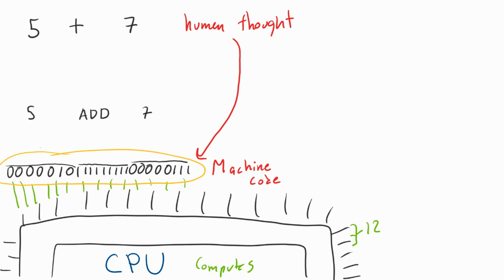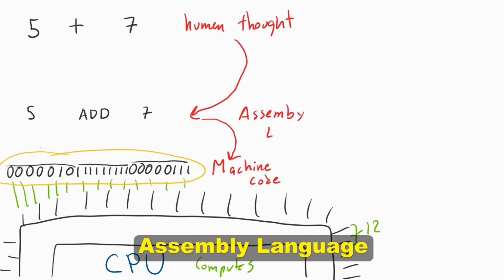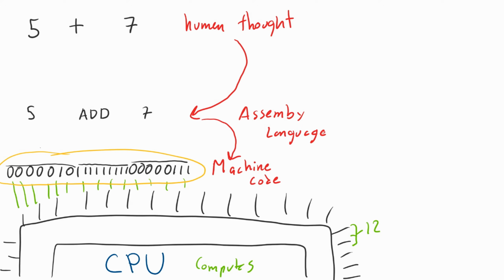So now, instead of going from human thought to machine code, I can write my instructions in this form, and then this other software that the engineers of the CPU created goes and converts it to machine code. The name of this intermediary language is called assembly language. The point of this assembly language is that it allows us to have a programming language that is human readable.